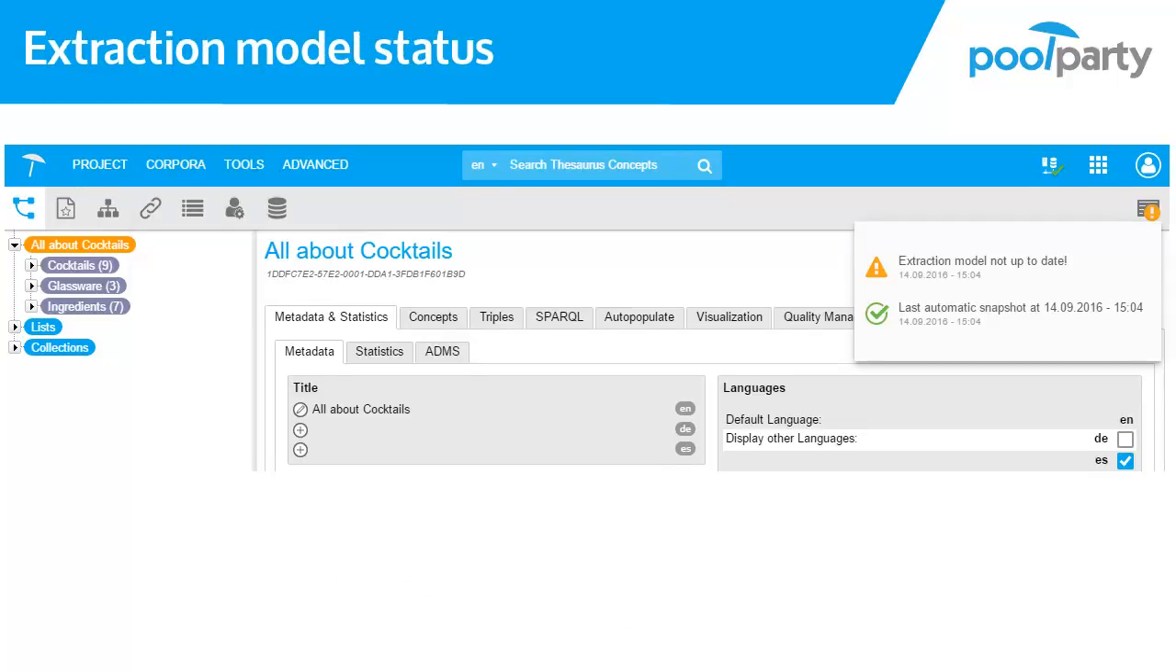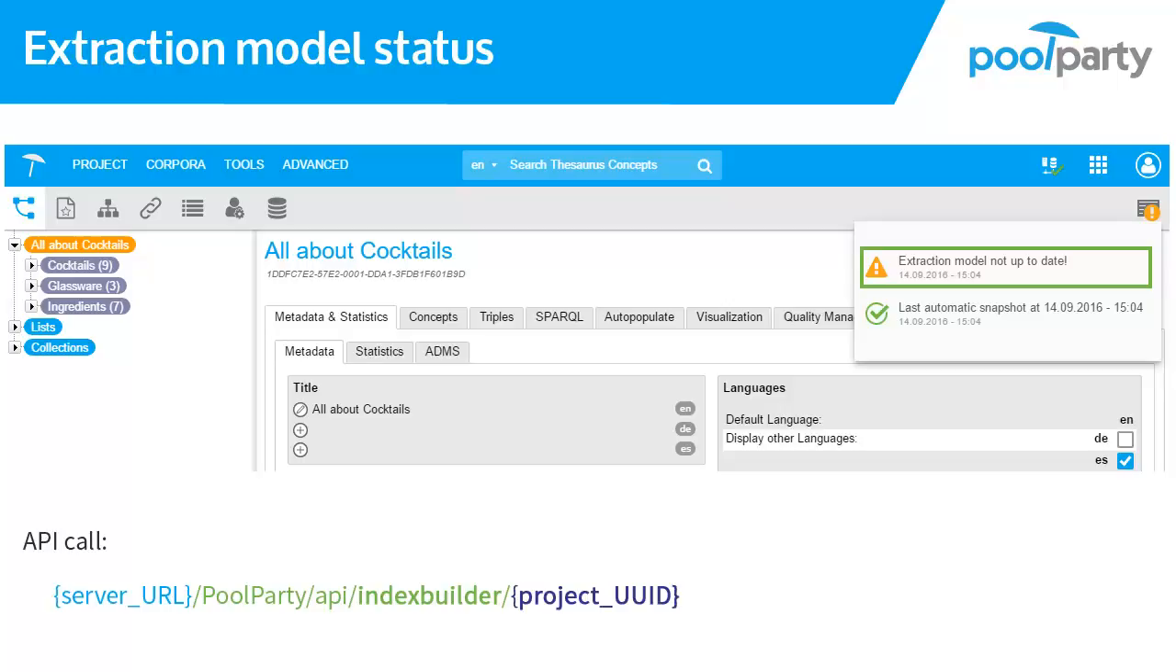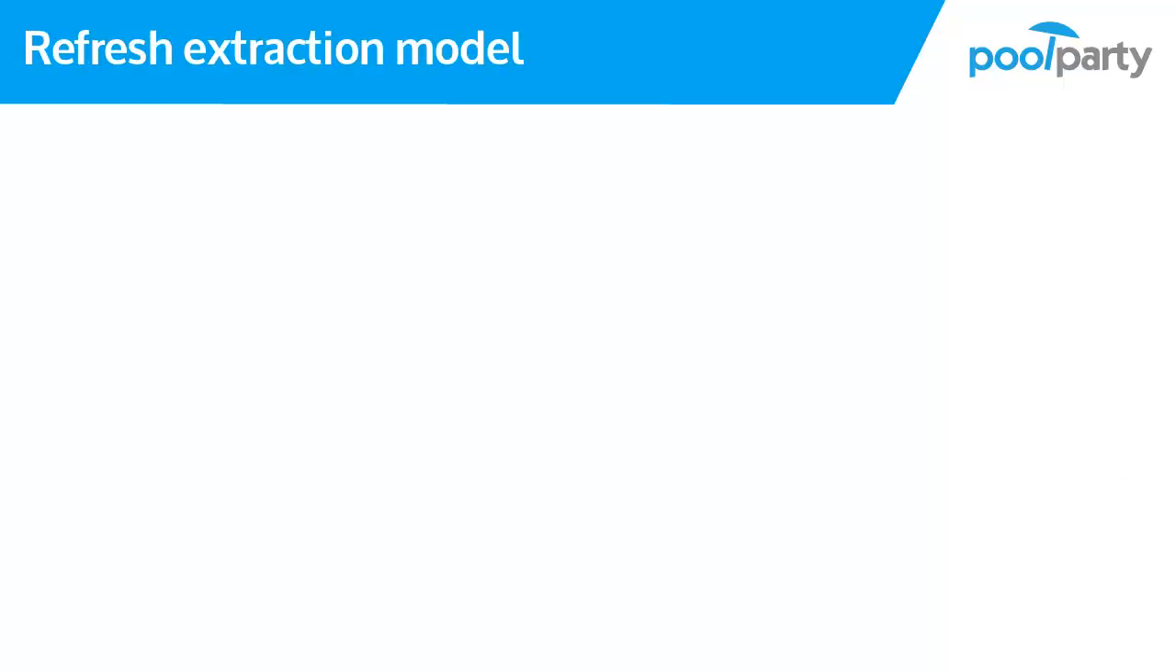The status of the extraction model is shown on the front end in an alert message top right. You can find out the status also programmatically through this API call. Again, this call, like the one before, is part of the PoolParty Thesaurus Server API. When you do changes to the thesaurus, the extraction model might need to be refreshed in order for these changes to be taken into consideration for the extraction services.